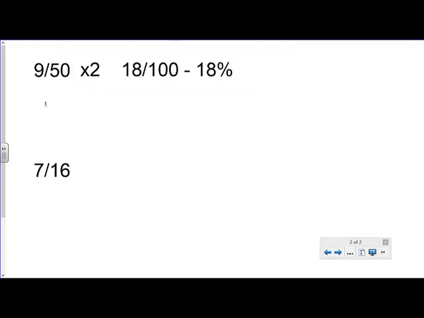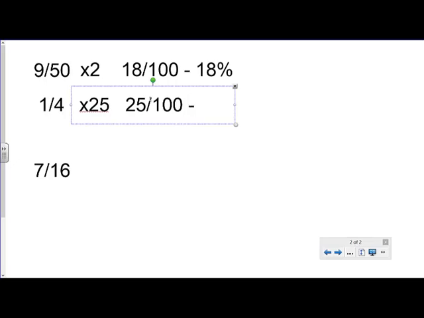The same thing would stand true if I was looking at 1 over 4. What would I multiply that by to get it to 100? I'd multiply it by 25. So if I multiplied it by 25, I'd have 25 over 100, or 25%. So if it makes sense to you just by looking at it that you can easily change the denominator to 100, whatever the case may be, you can do it this way, and you're going to be right every single time.